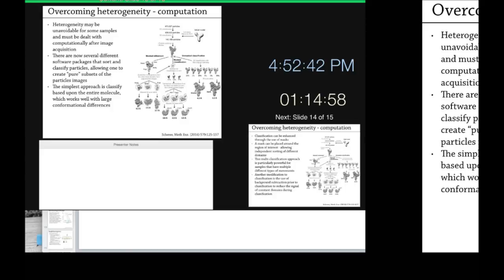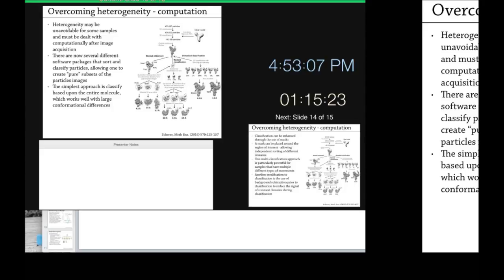And so it's important to not just sort and sort and sort for the sake of sorting, but sort so that you can make a hypothesis that you can test in an orthogonal system. Because structure in the end isn't the data. The structure is a way to generate a hypothesis that you can test with biochemistry, with genetics, whatever it is that works well for your system. Structure is a tool to generate hypotheses that you can then test.